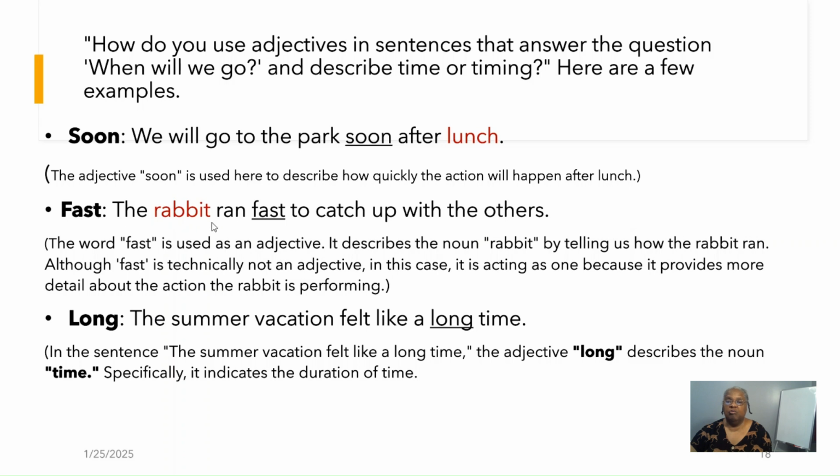Fast. The rabbit ran fast to catch up with the others. The word fast is used as an adjective. It describes the noun rabbit by telling us how the rabbit ran. Although fast is technically not an adjective, in this case it is acting as one because it provides more detail about the action the rabbit is performing.